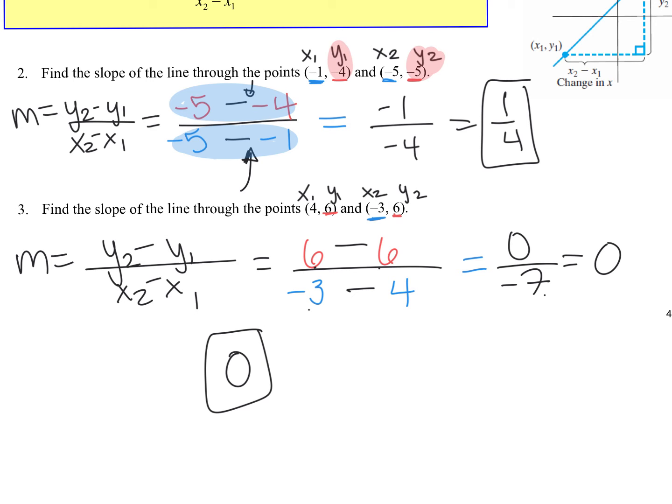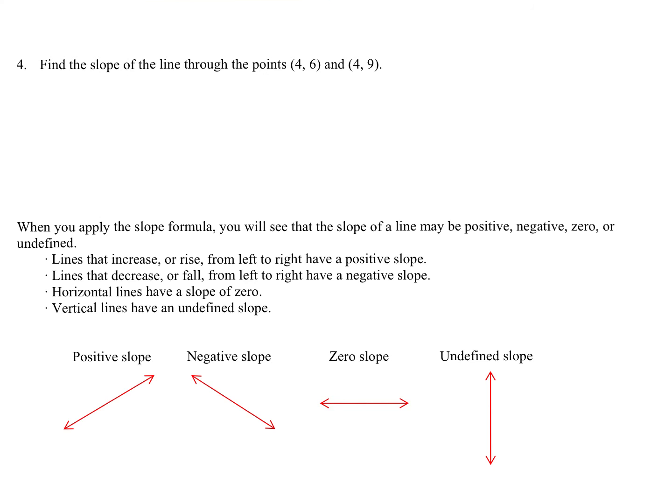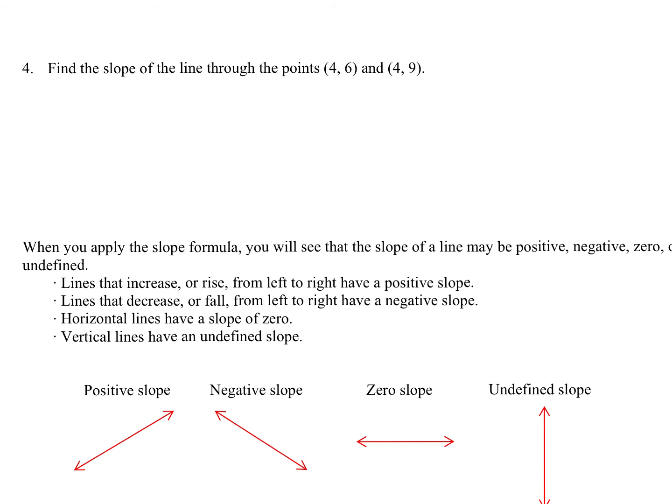And so sometimes if you get a 0 in your top part, in your numerator, then you're going to end up with a slope of 0. So m equals 0 here, and m was equal to 1/4 up there. All right, let's try another one. So this next one says, find the slope of the line through the points 4, 6 and 4, 9.